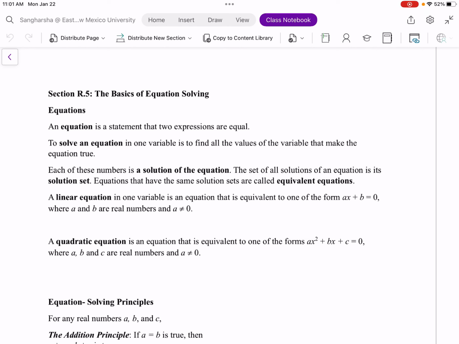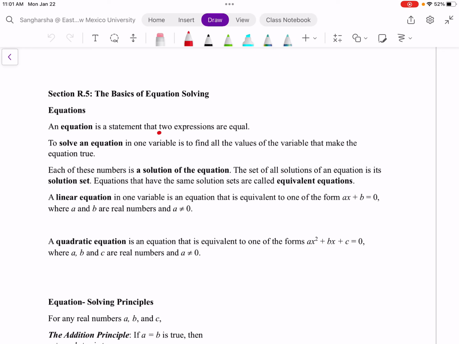Okay, so we are at section R.5, and here we'll be talking about basic equation solving. Now, an equation is where we have two expressions and they are equal to each other.